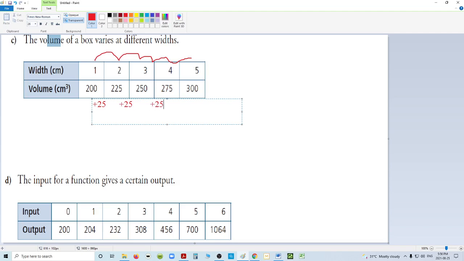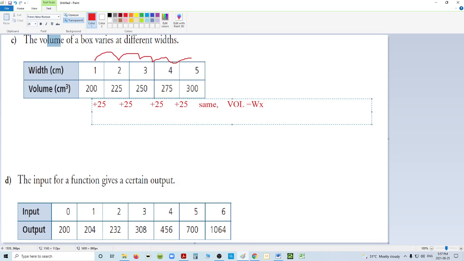Oh, I see. It's saying the volume of a box varies at different widths. So that's just saying, based on the width, the box, since it's probably a perfect box, it will go up consistently. So this is the same. Same first differences, which means we're dealing with a line formula. Volume is based on width times something.